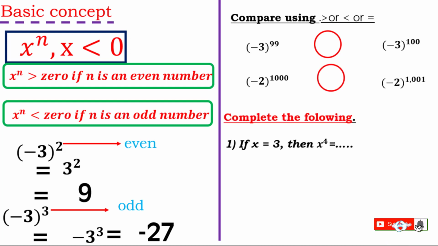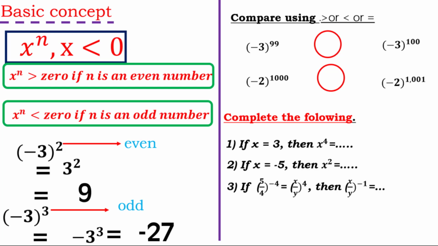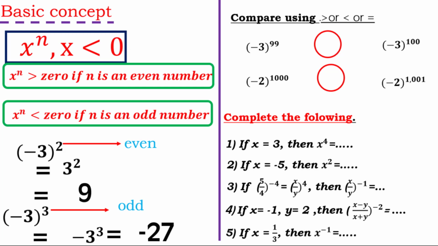Complete the following. If x equals 3, then x raised to the power 4 equals what? If x equals negative 5, what is the value of x squared? And 5 over 4 raised to the power negative 4 equals x over y raised to the power 4, then find x over y raised to the power negative 1. If x equals negative 1 and y equals 2, then x minus y over x plus y raised to the power negative 2 equals what?